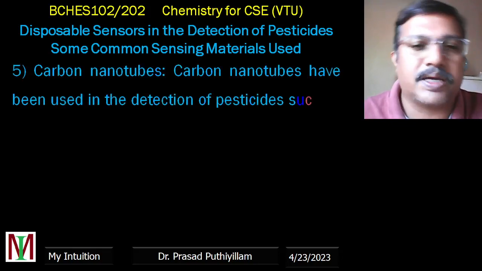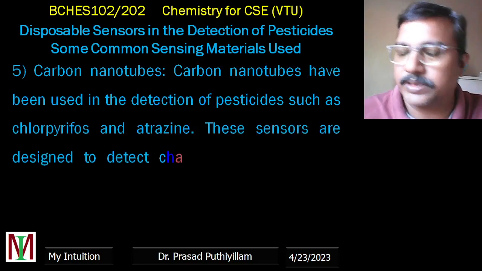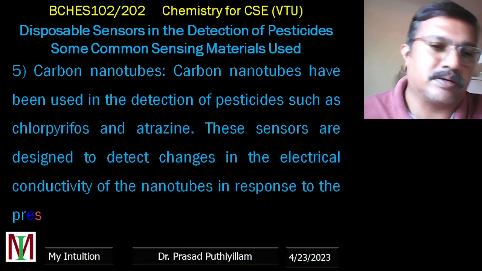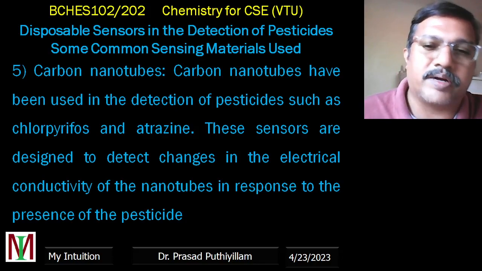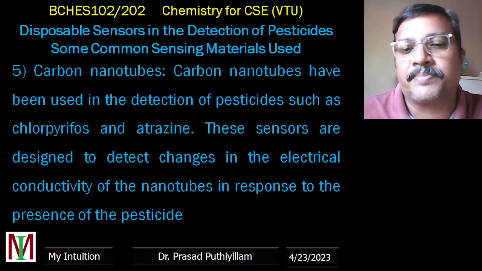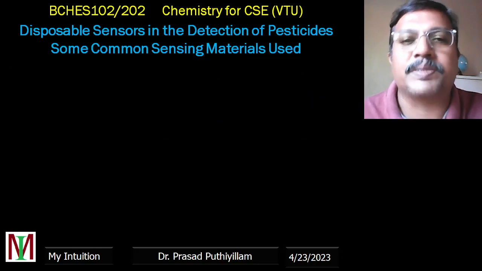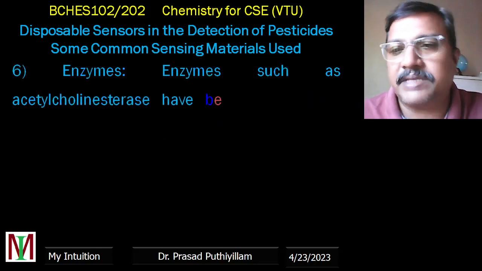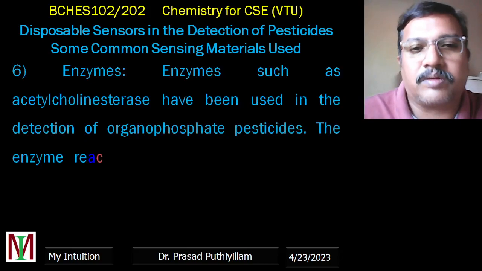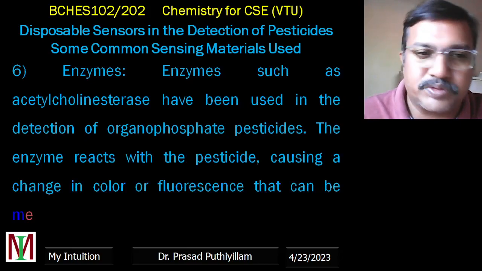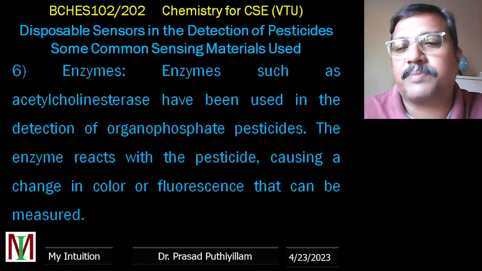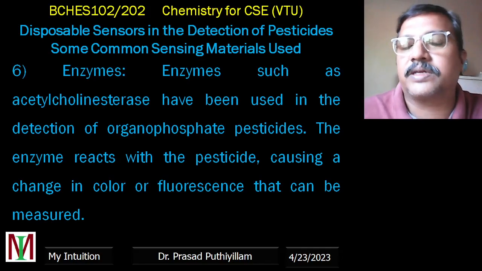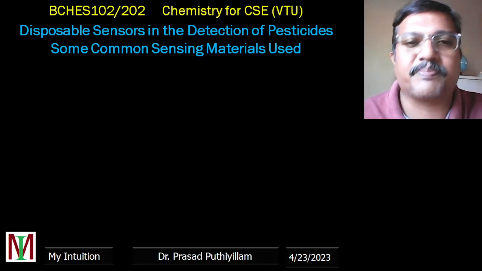Carbon nanotubes have recently started being used to detect pesticides such as chlorpyrifos and atrazines. These sensors are designed to detect changes in the electrical conductivity of the nanotubes, which indicates the presence of the pesticide. Enzymes such as acetylcholinesterase have been used in the detection of organophosphate pesticides. These enzymes react with the pesticide, causing a change in color or fluorescence that can be measured.